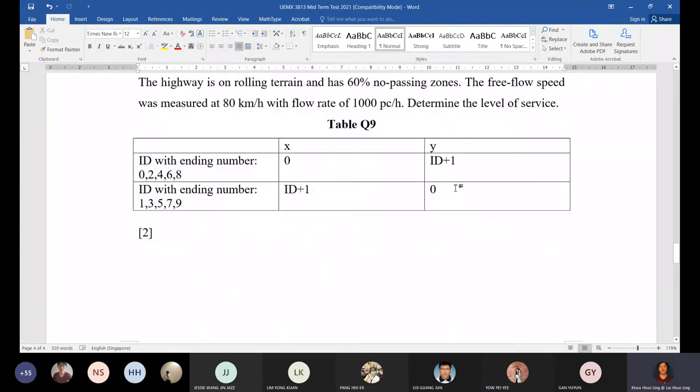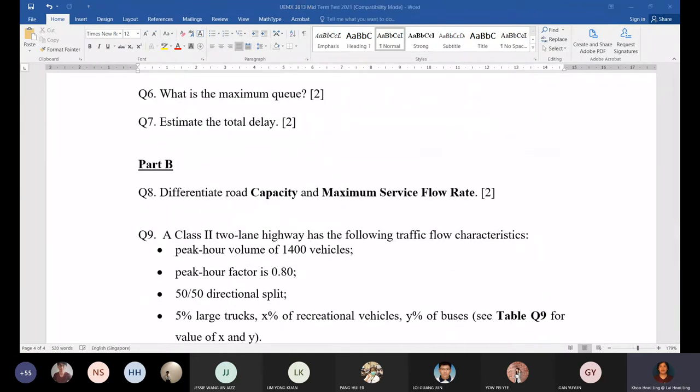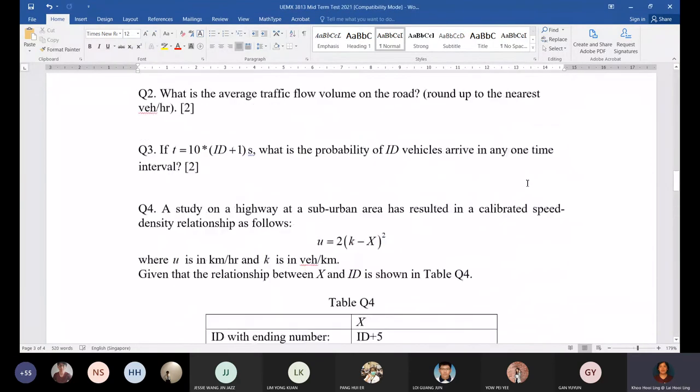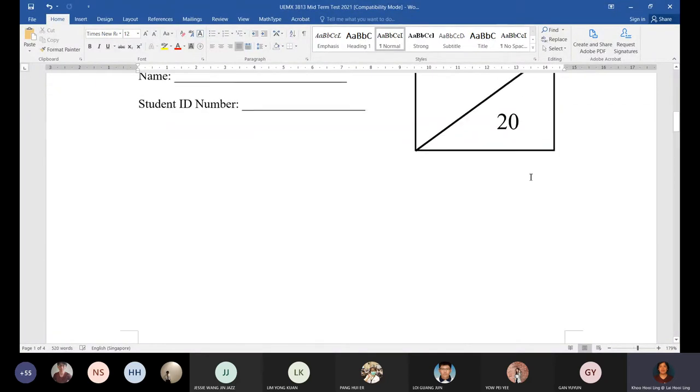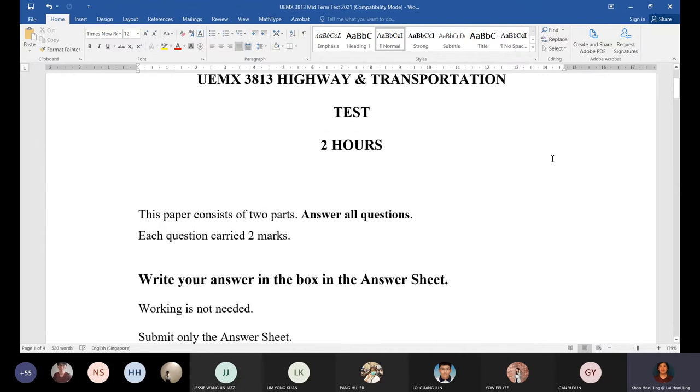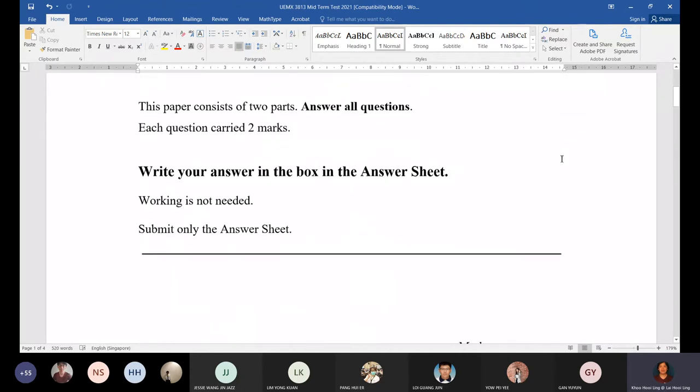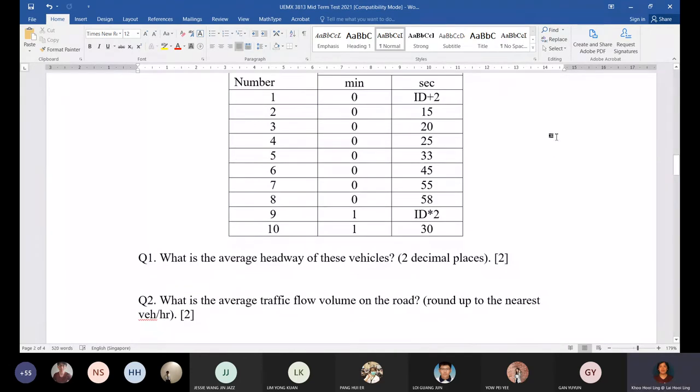So any question on the marking, or anything that I have calculated wrongly, the total or anything, you can PM me after the class, then I will check one more time and discuss with you. All right, so this has passed already.